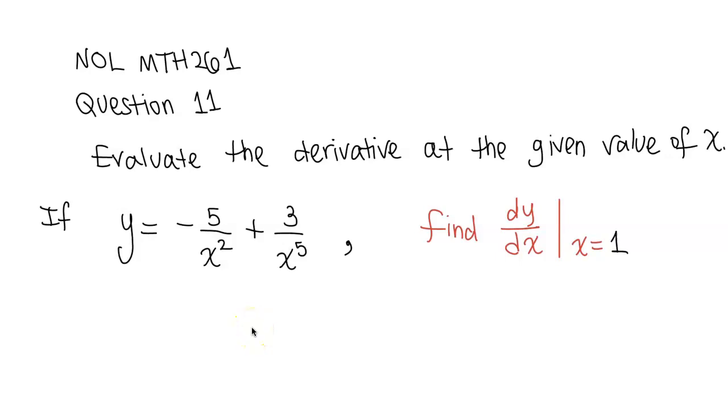Evaluate the derivative at the given value of x. Here's a function I give you: y equals negative 5 over x squared plus 3 over x to the 5th power, and I want you to find dy/dx when x is equal to 1. So what you're going to do is find the derivative, find y prime, and plug in x equals 1.